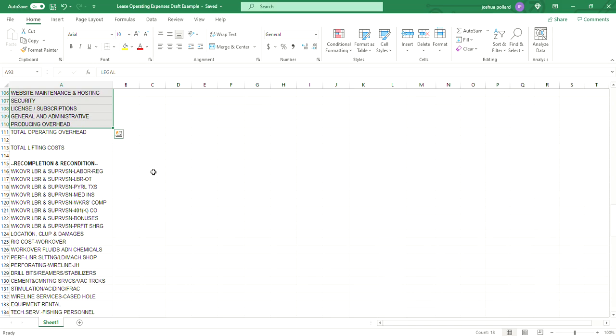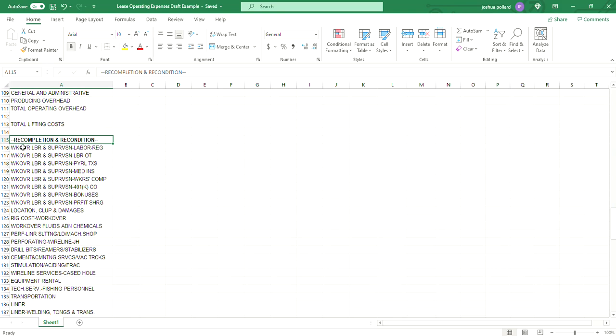Recompletion and recondition. Hopefully you don't have to mess with this too much. As earlier, if you don't have an in-house workover pull rig, like most of this stuff won't apply to you. You'll just have workover costs and those things. Location cleanup and damages, it's always, they're going to make a mess, so you're going to have to clean it up a little bit, but it's never nothing crazy.